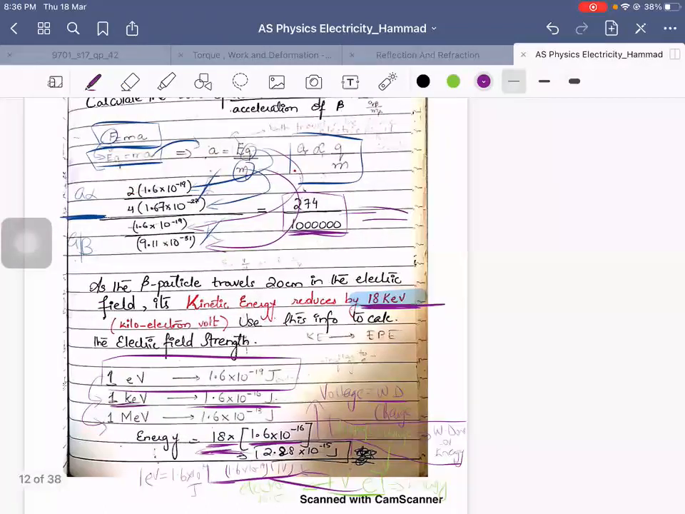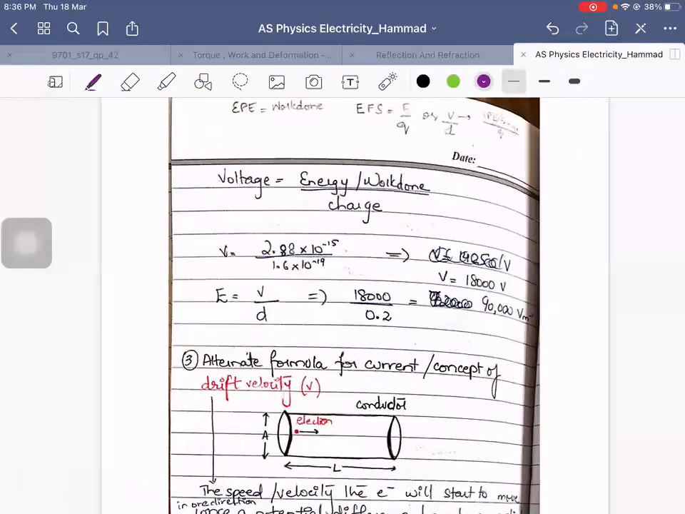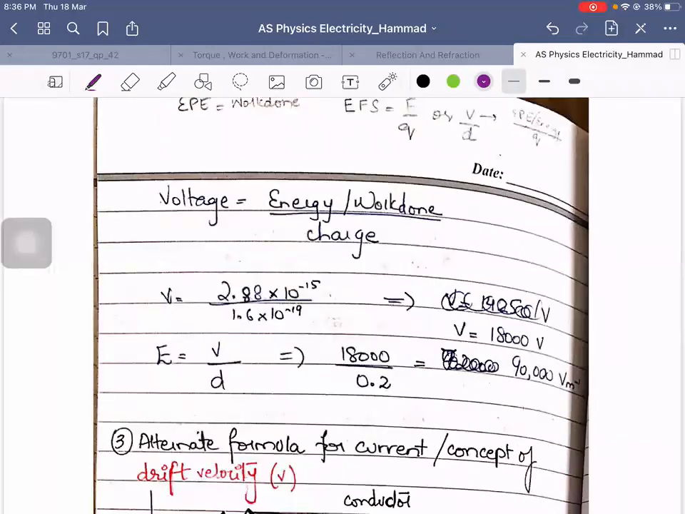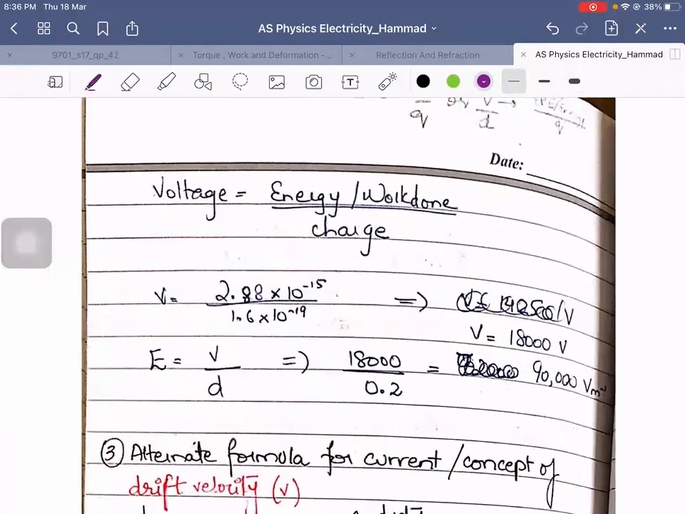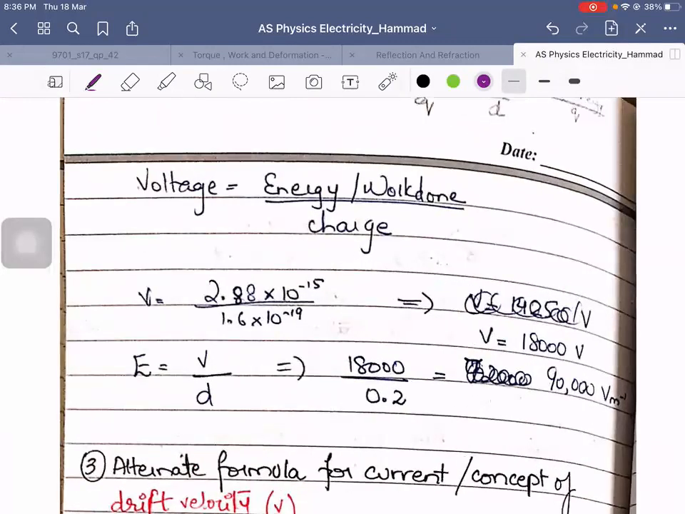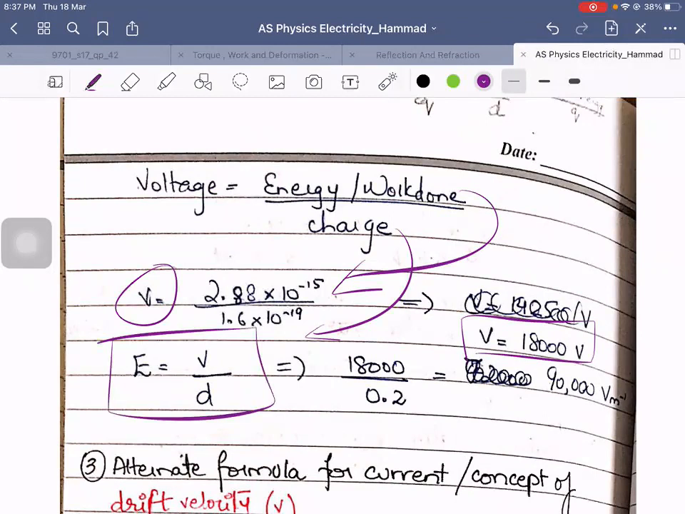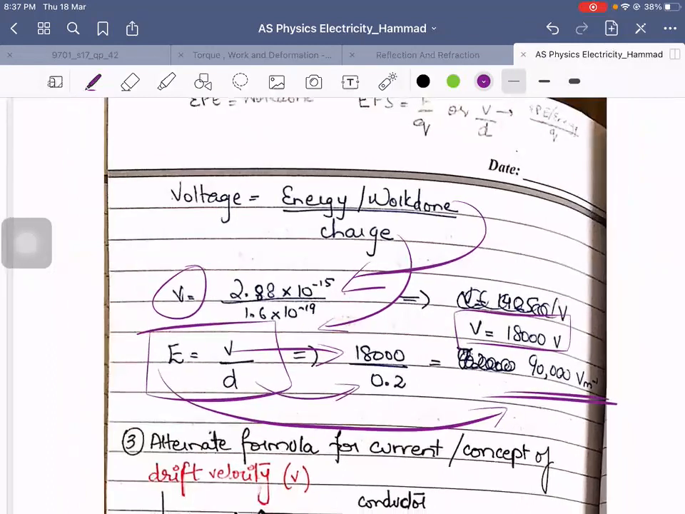And from here, you know for a fact that voltage is equal to work done upon charge. Your work done was this value, charge was this value. You will realize that your voltage value is approximately 18,000 volts. E is equal to V upon D. Your distance was provided to you. Voltage was here. And from here, you can work out that your electric field strength is 90,000 volt per meter.